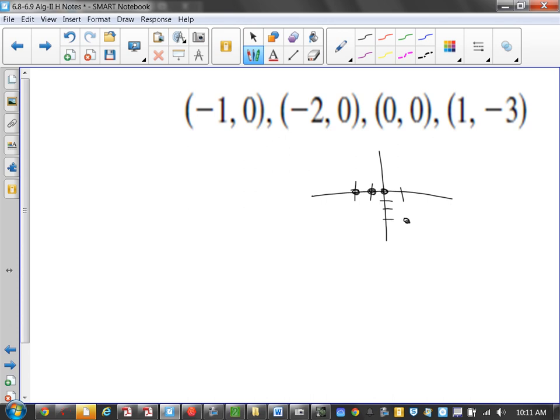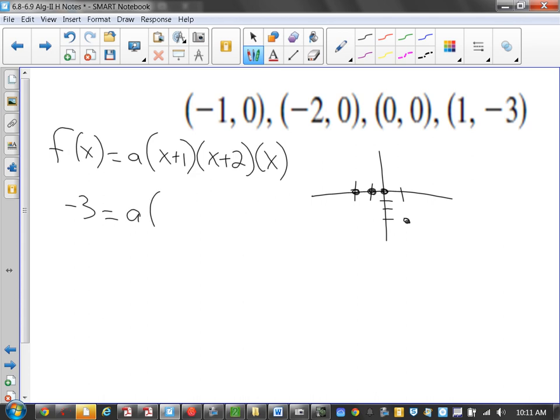So what are my zeros then? My zeros are at negative 1, negative 2, and 0. Okay. So if I start to write that out, I've got f of x is going to equal a times x plus 1, x plus 2, and x. Can I write it as x plus 0 for right now, or whatever you want? We'll leave it like that. So now, all I have to do is substitute in that value of x and y to figure out a. So negative 3 is going to equal a times 1 plus 1, 1 plus 2, times 1.